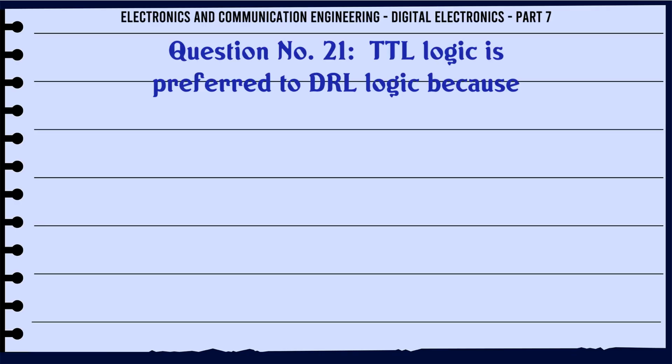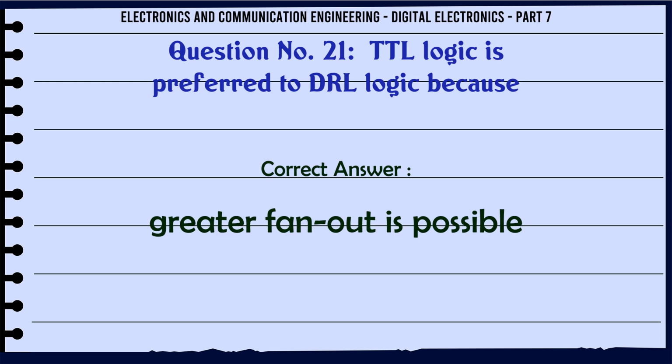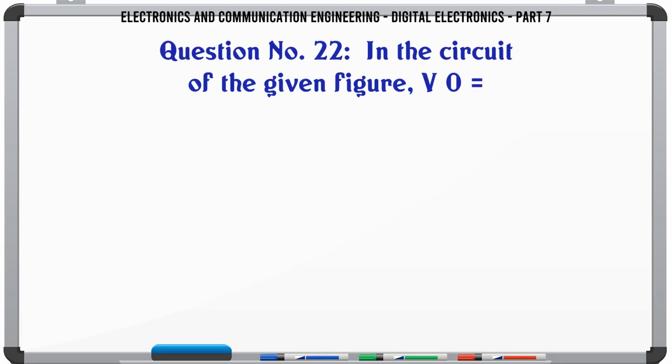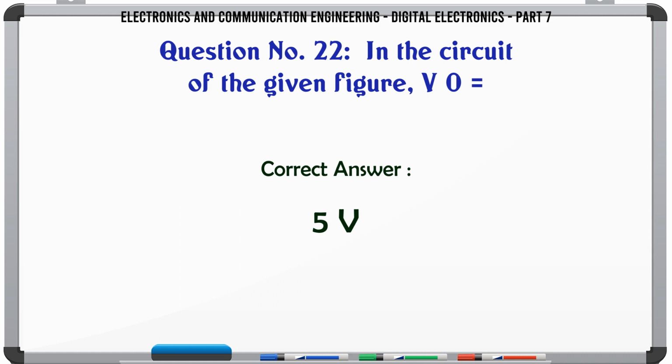TTL logic is preferred to DRL logic because: A) greater fan-out is possible, B) greater logic levels are possible, C) greater fan-in is possible, D) less power consumption is achieved. The correct answer is greater fan-out is possible. In the circuit of the given figure, V0 is: A) 5 V, B) 3.1 V, C) 2.5 V, D) 0. The correct answer is 5 V.